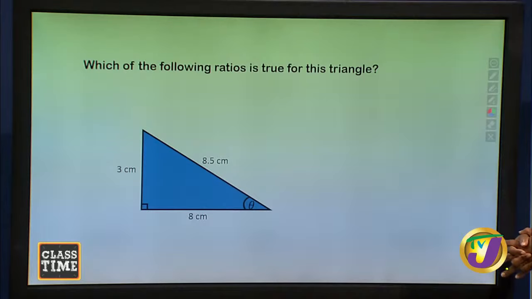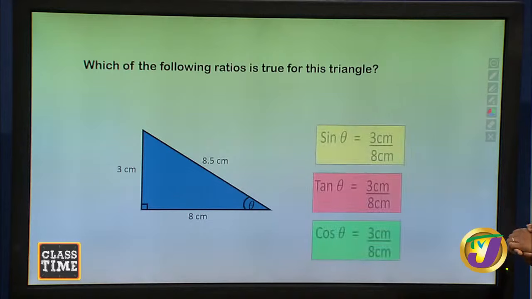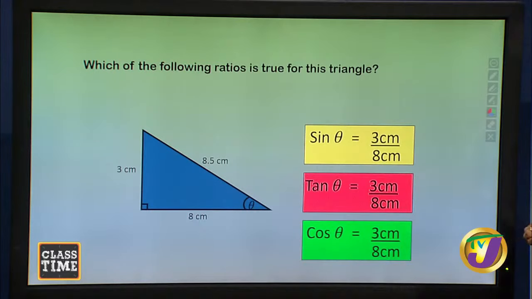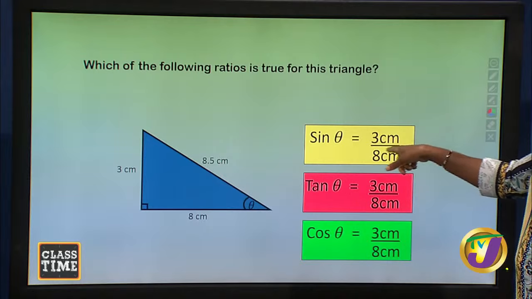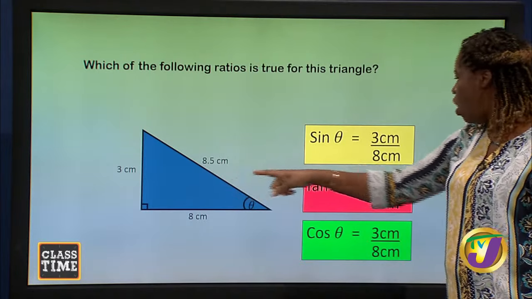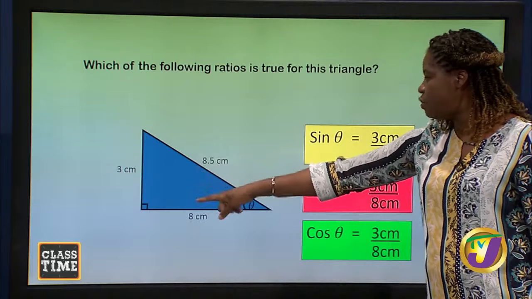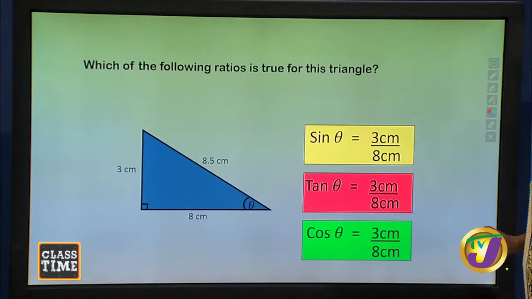So which of the following ratios is true for this triangle? So these are our options. Based on what we know, sine theta would be the opposite side divided by the hypotenuse, or the ratio of the opposite to the hypotenuse. In this case, I'm seeing 3 centimeters. Yes, it's opposite to the angle. However, my hypotenuse across from the right angle is 8.5 centimeters.